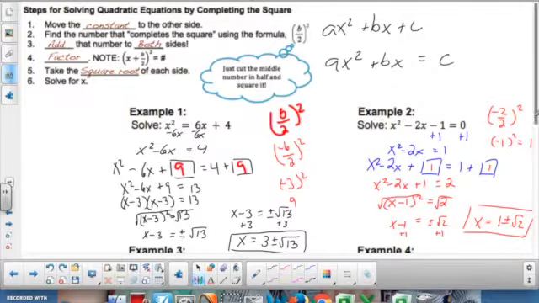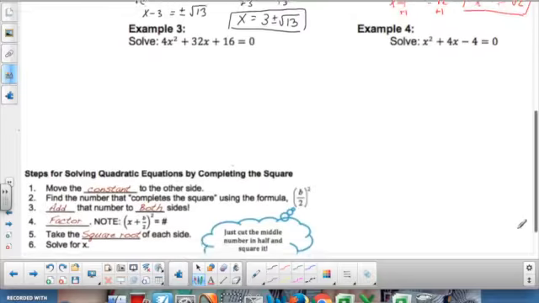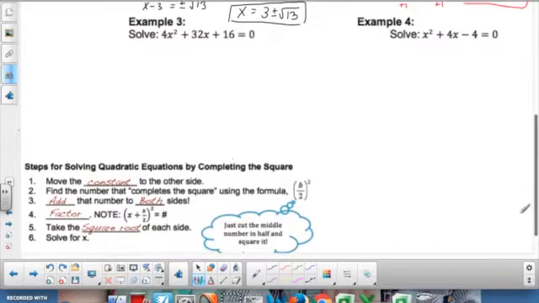Okay, you'll notice that both the examples we've done so far have had my a value equal to 1. That's because that's the way completing the square works best. If you don't have a equal to 1, we really need to try and find another way to do this problem. So here, the first thing I'm going to check is there a GCF?